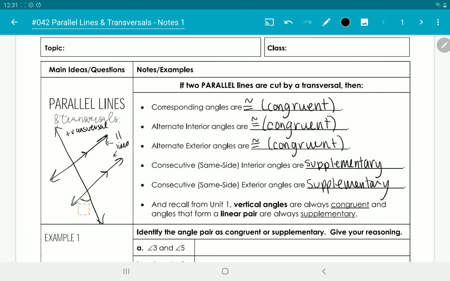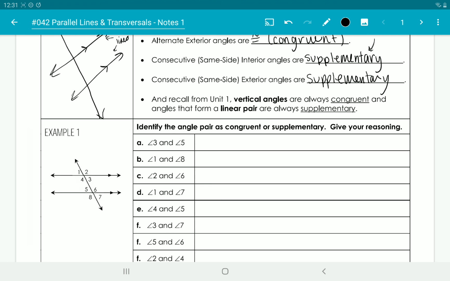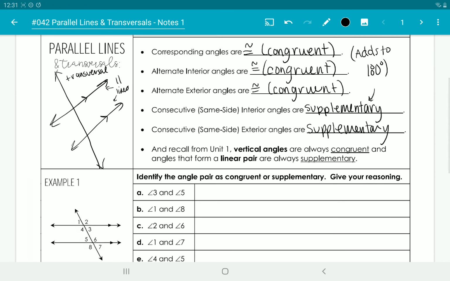So again, supplementary means adds to 180, the two angles do. So if you add the measure of the two angles, you're going to get 180 degrees. Or if you only have one of the angles, you can subtract that from 180 to get the measure of the other one. And then, if you recall from Unit 1, vertical angles are always congruent.